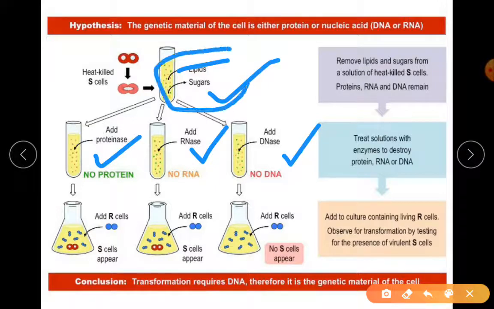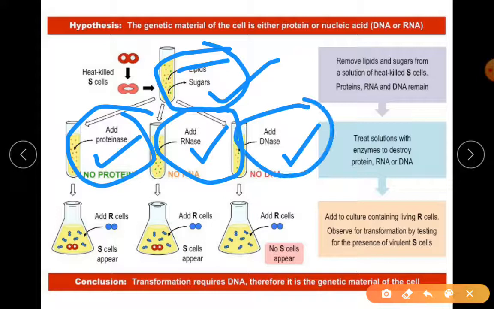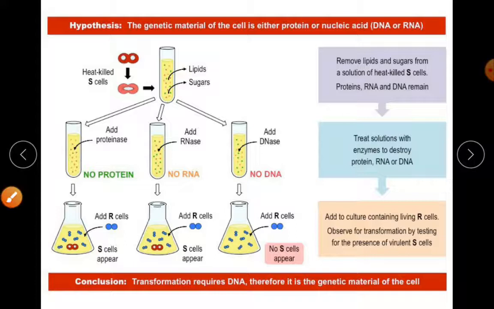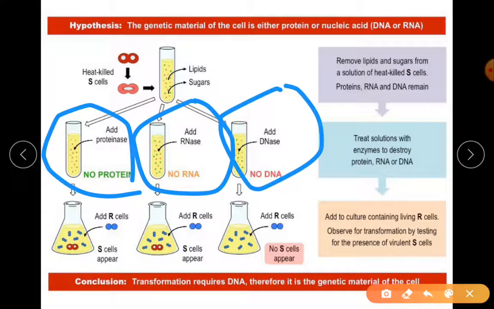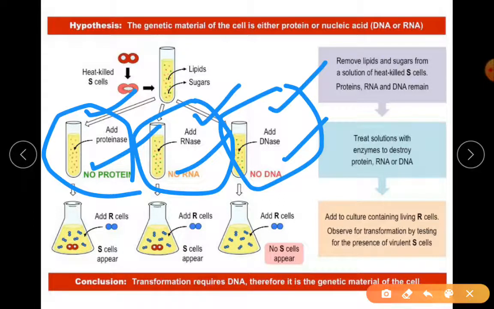So first he removed lipids and sugars, and later he had a big question among RNA, DNA or protein. Among them, one is definitely the genetic material. So he wanted to know further, and did the experiment on these three: DNase, RNase, proteinase separately. The first test tube only proteinase, the second test tube only RNase, the third test tube only DNase. And the result is shown below.